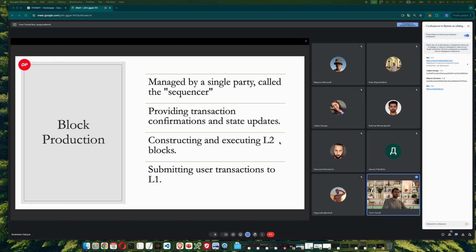What about block production? It is managed by a single party at the moment. It is called the sequencer. The Optimism Collective, or some of the Optimism organizations, are managing this sequencer. So it is a crucial part of the protocol. At the moment, like I mentioned, it is managed by the Optimism developers, but in the future the idea is to have multiple sequencers, so that we can decentralize the sequencer and the responsibility, and also make it more robust.